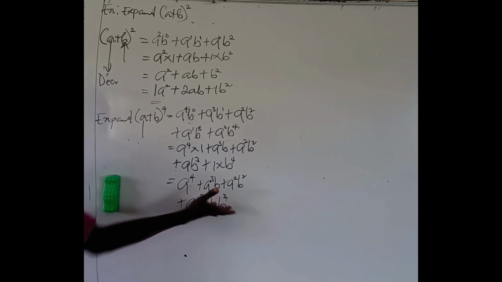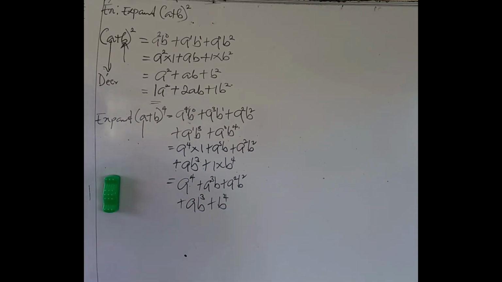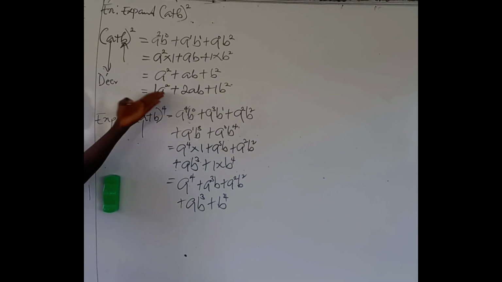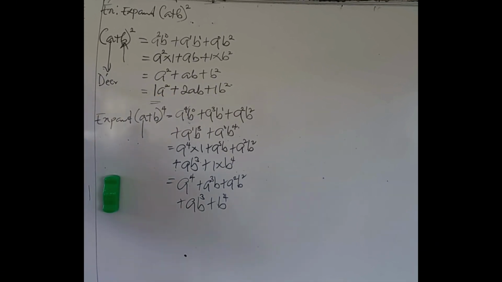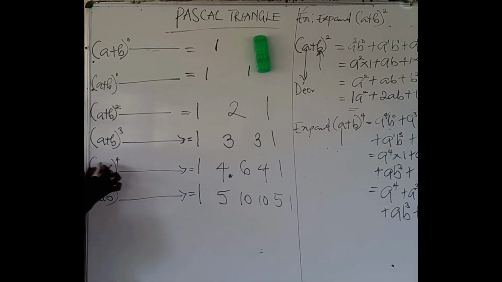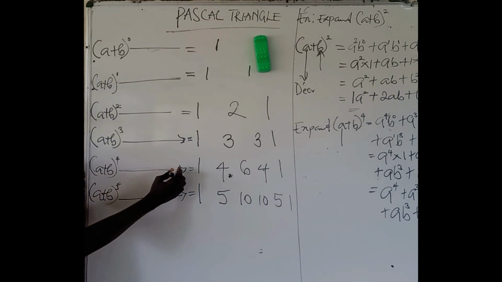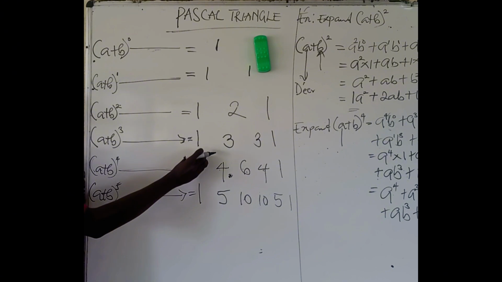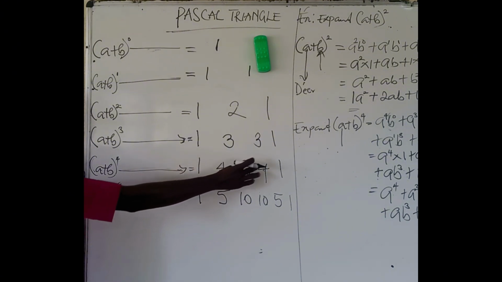Now, this is not the final answer. You have expanded this, but the coefficient has not been put. So now, what is the power? 4. And what is the coefficient using Pascal triangle of any power raised to 4? So we said earlier that the power is what? 4. And this is the power. You bring it to this place, A plus B raised to power 4. So the coefficient of the Pascal triangle is going to be 1, 4, 6, 4, 1.